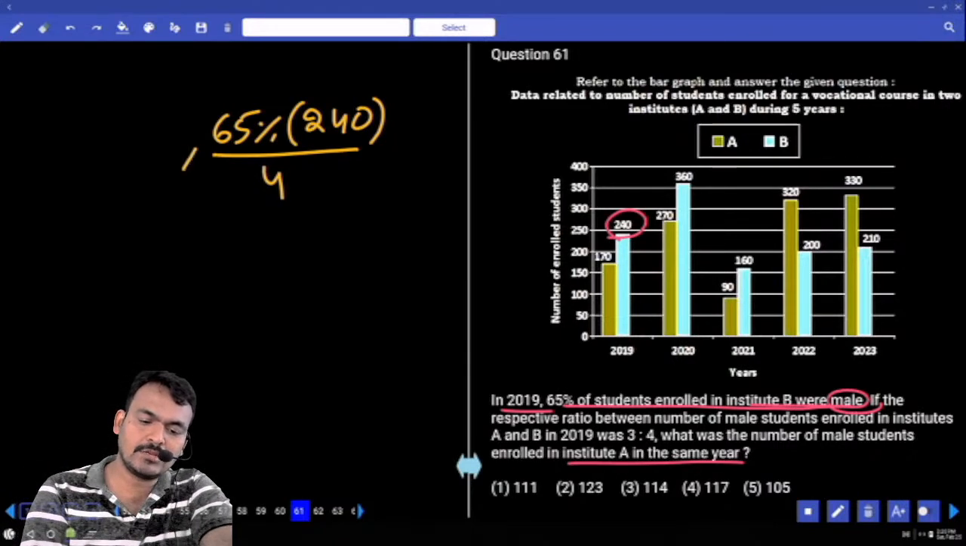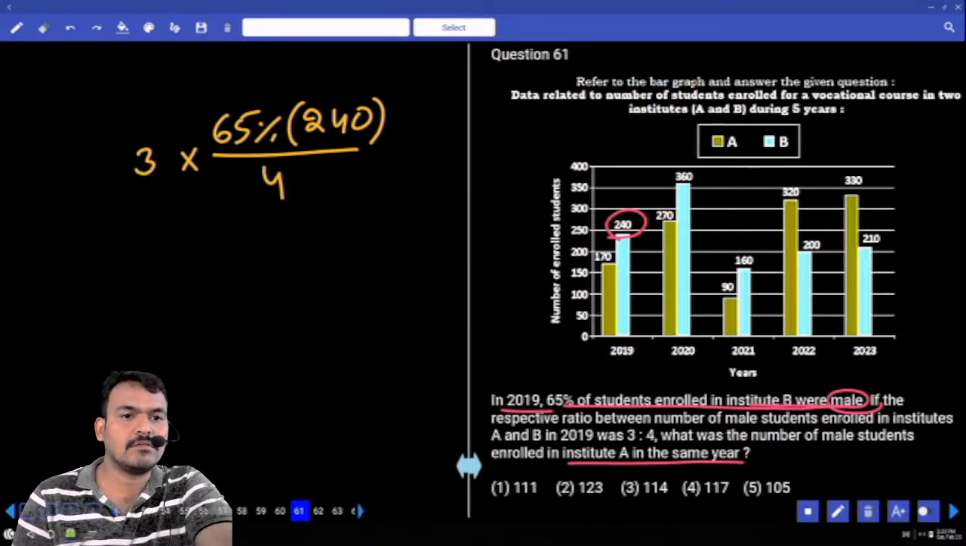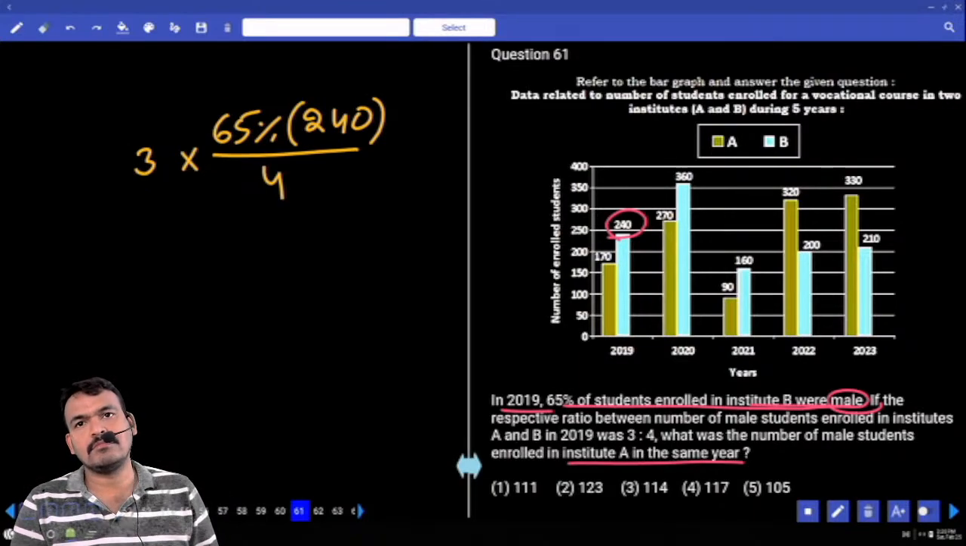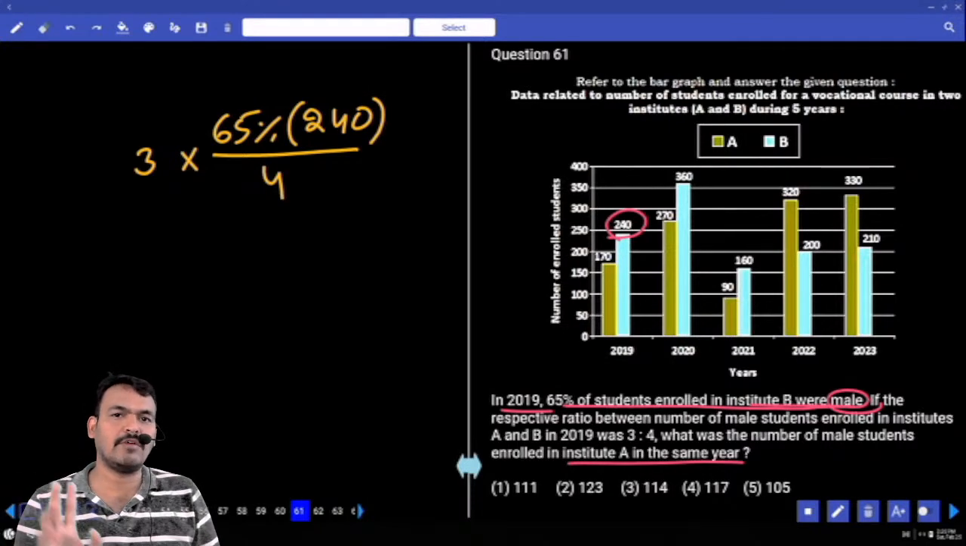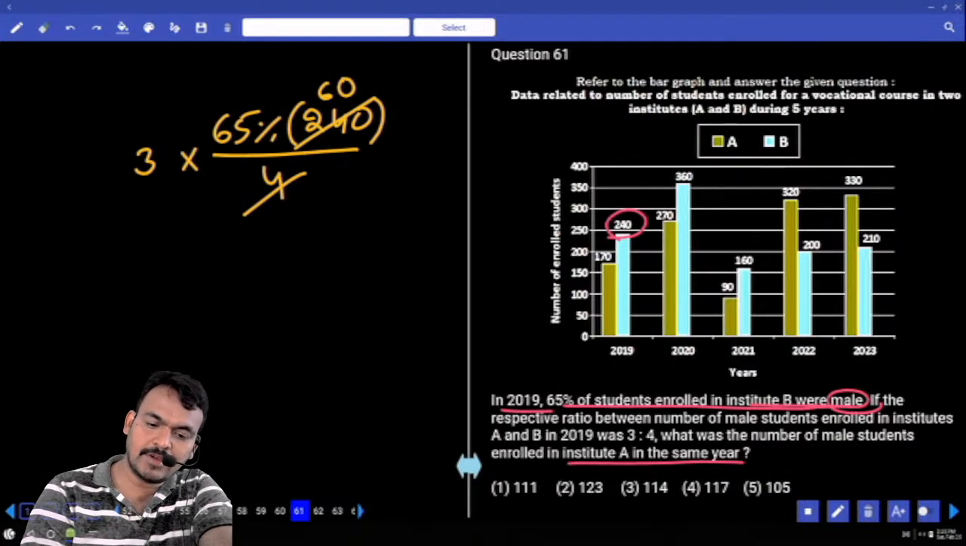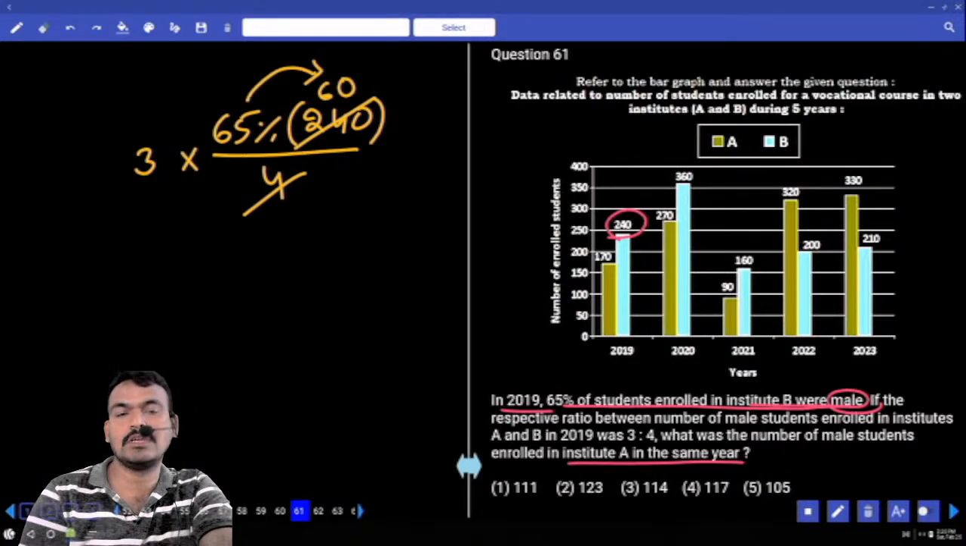But we require the male students in Institute A. How many parts do we need? 3 parts. Okay. First verify the 3 multiple. First option is a 3 multiple, second option is also a 3 multiple. More than 1 option. 4 times how many is 60? 65% of 60, into 3.